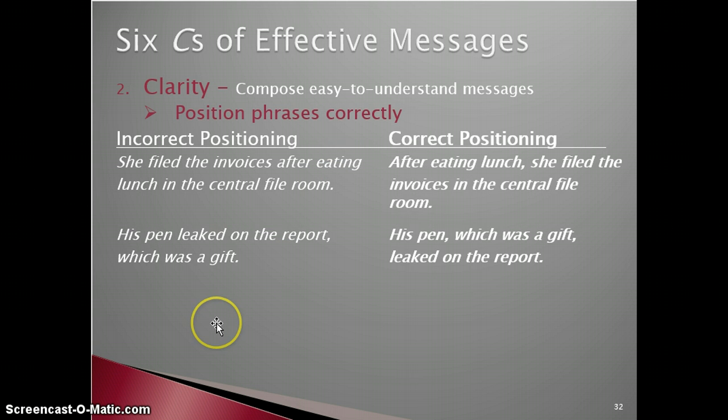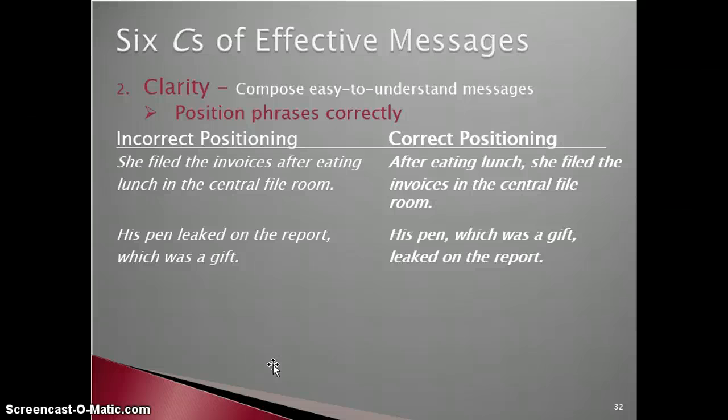The fourth way to have clarity in your message is to position your phrases correctly. An incorrect positioning would be, she filed the invoices after eating lunch in the central file room. What did she do in the central file room? Did she eat lunch or did she file the invoices? A correct position would be, after eating lunch, she filed the invoices in the central file room.